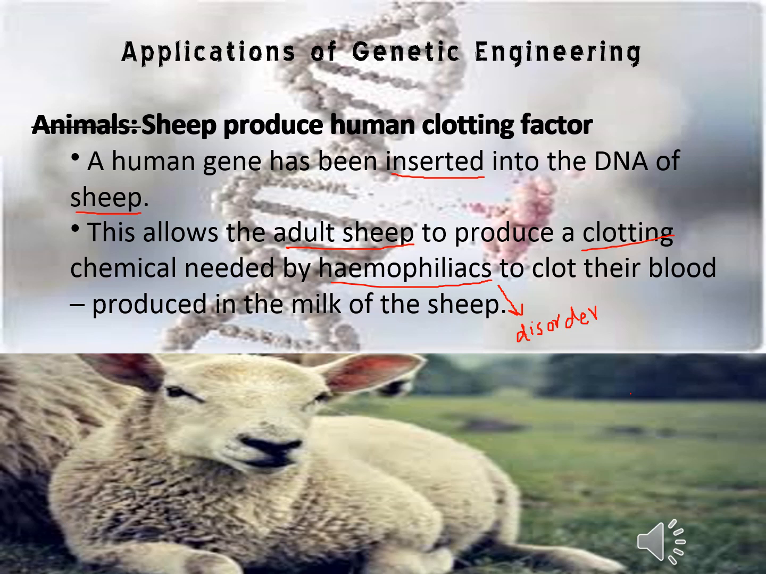Genetic engineering has been applied in both sheep and goats for various purposes: to investigate the biological and functional roles of genes, to introduce novel economically important traits for agricultural purposes, and to produce valuable proteins in milk. A human gene has been inserted into the DNA of sheep. This allows the adult sheep to produce a clotting factor, a clotting chemical needed by hemophiliacs to clot their blood, produced in the milk of sheep.